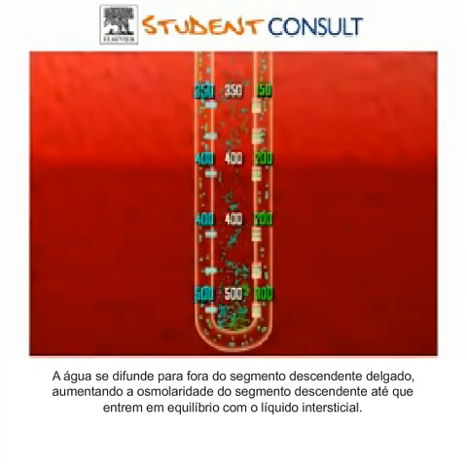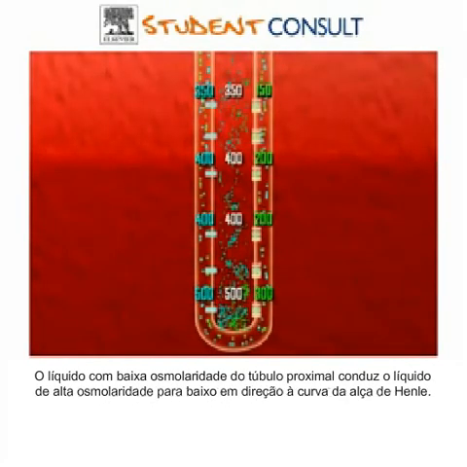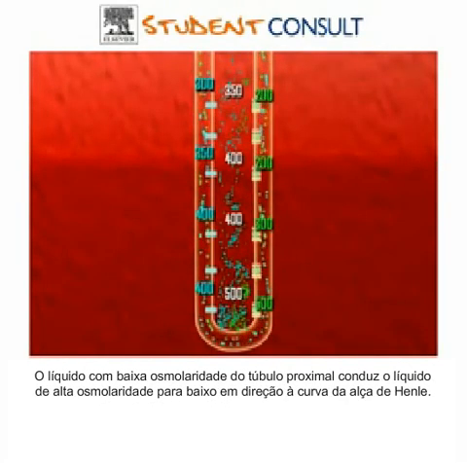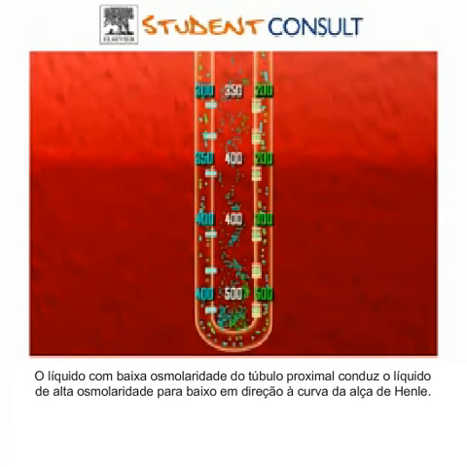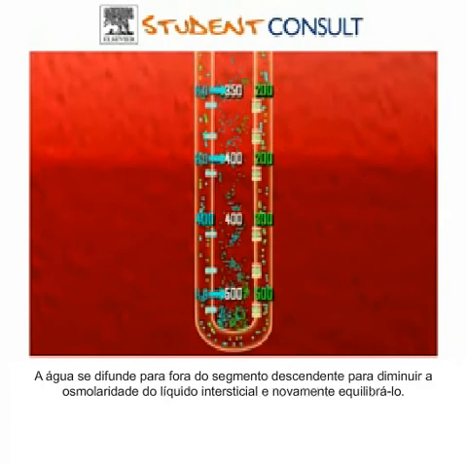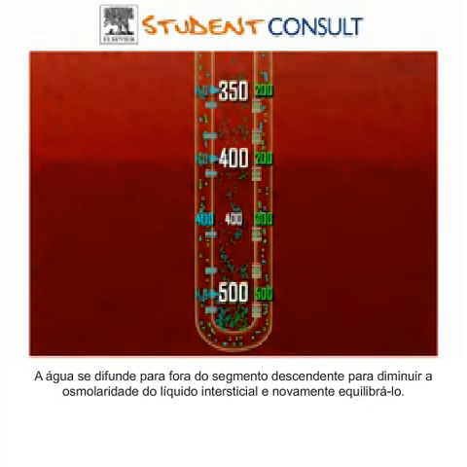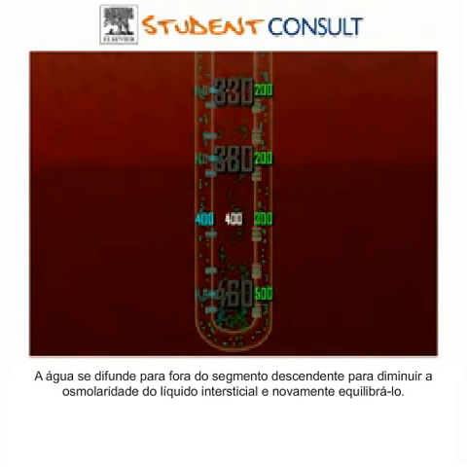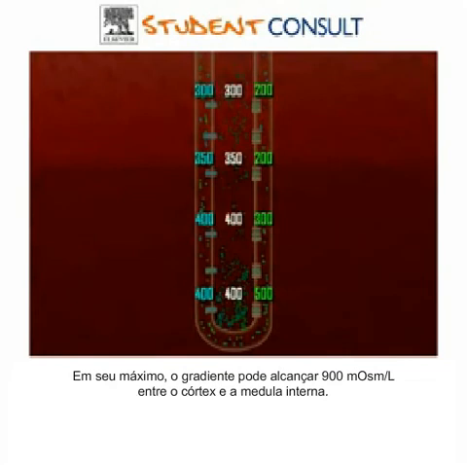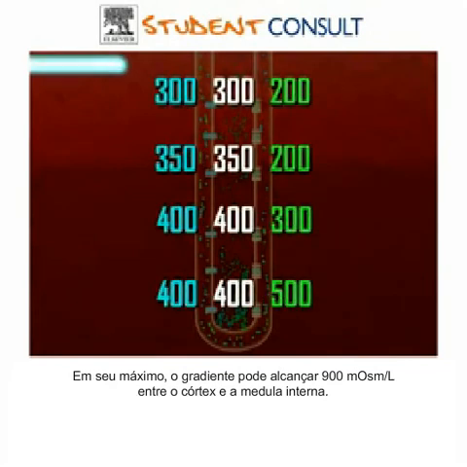Low osmolarity fluid from the proximal tubule pushes the fluid below it down the loop of Henle. Water leaves the descending limb to decrease interstitial fluid osmolarity and re-equilibrate. At its maximum, the osmolarity of the inner medulla is 4 times that of the cortex.